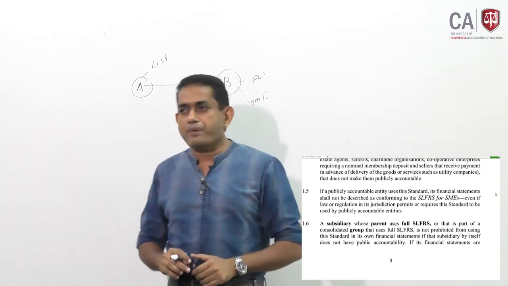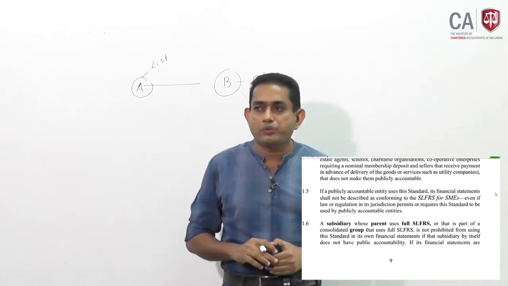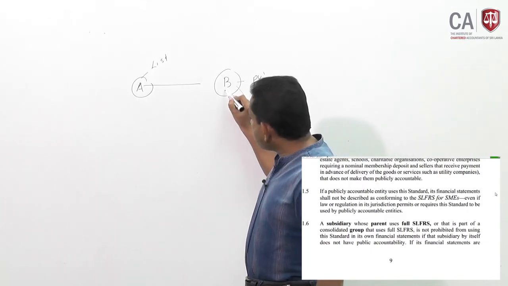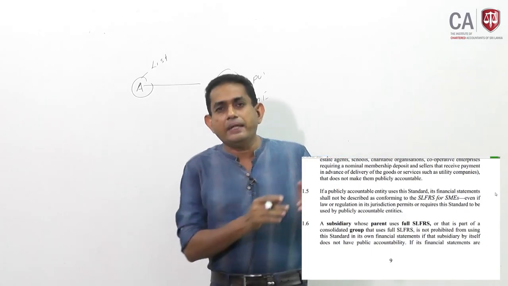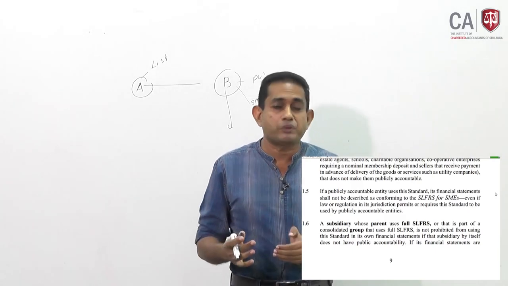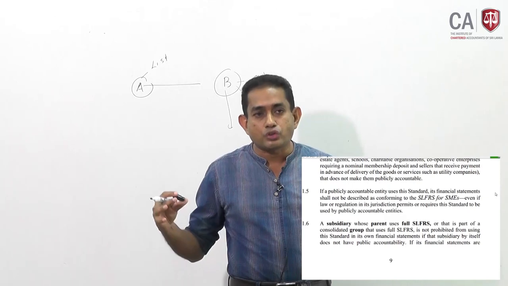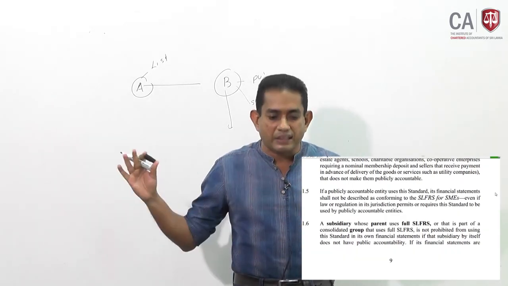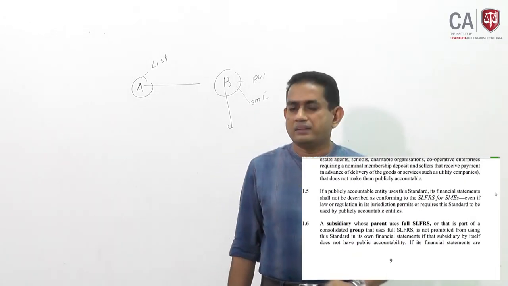Then we have another problem at the stage of you starting to consolidate A and B together into a single entity. Why? The financial statements prepared for company B are in accordance with SLFRS for SME, whereas the financial statements for the parent company are in accordance with full SLFRS, and those two sets of financial statements are not compatible to each other. It is not going to be a perfect match now. So, that is all right. There is no issue.